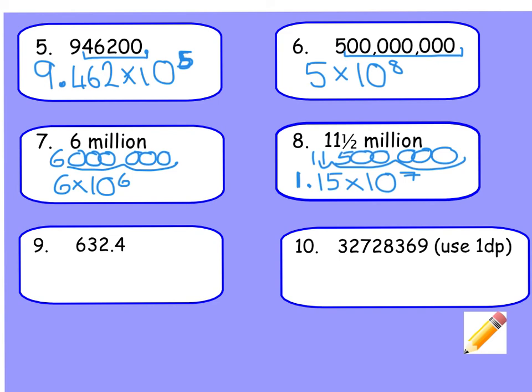Number 9, decimal point after the first number. So that would be 6.324. How many places am I moving that decimal point? Now watch, the decimal point's in the number this time. It's not at the end. I am moving it from after the 2 to after the 3. So I'm after the 2 till after the 6. So I'm actually only moving it 2 places.